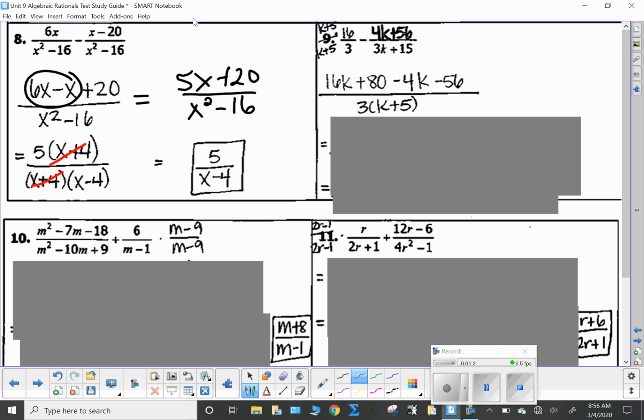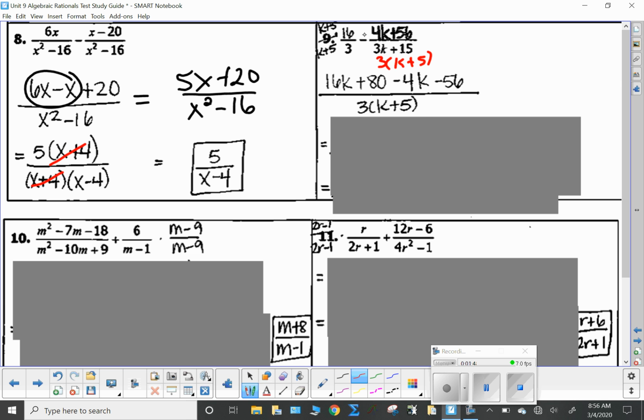Now, I move on to number 9. Number 9, I have 3k plus 15, and over here I just have a 3. That means this is the same thing as 3 times k plus 5. I already have a 3, so I just need to multiply the numerator and the denominator by k plus 5, so that I will have a common denominator.